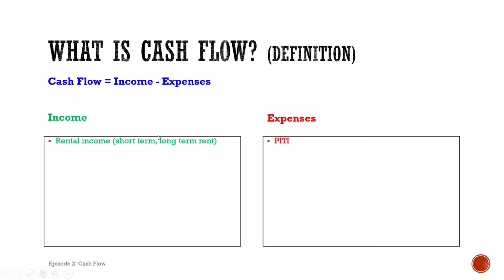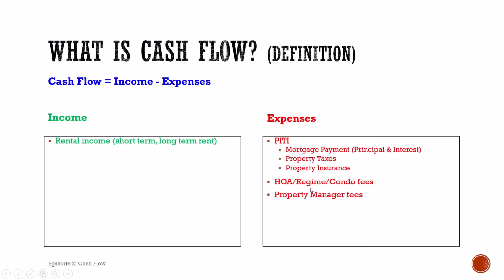Expenses, first and foremost, is PITI: your principal, interest, taxes, and insurance. And if you have a condo, and sometimes townhomes, they'll have an HOA or a regime or condo fees. Some newer housing neighborhoods have this as well, although it's typically a lot cheaper. If you decide to use a property manager to manage your property, take that into account as well. And this is where most people stop. And then they calculate everything and figure out what their cash flow is. I call this the quote-unquote cash flow.